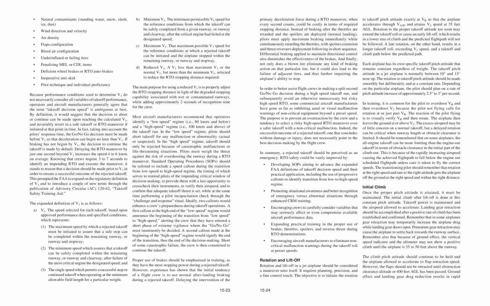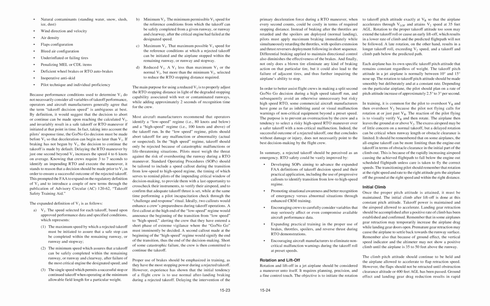It should be remembered that on some airplanes, the all-engine takeoff can be more limiting than the engine-out takeoff in terms of obstacle clearance in the initial part of the climb out. This is because of the rapidly increasing airspeed causing the achieved flight path to fall below the engine-out scheduled flight path unless care is taken to fly the correct speeds. The transitioning pilot should remember that rotation at the right speed and rate to the right attitude gets the airplane off the ground at the right speed and within the right distance.